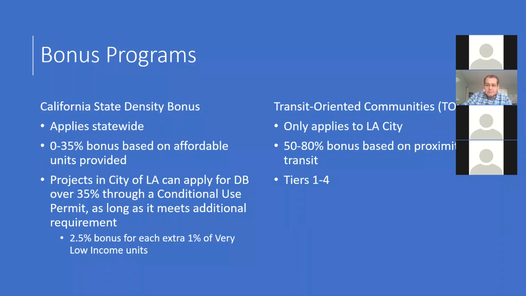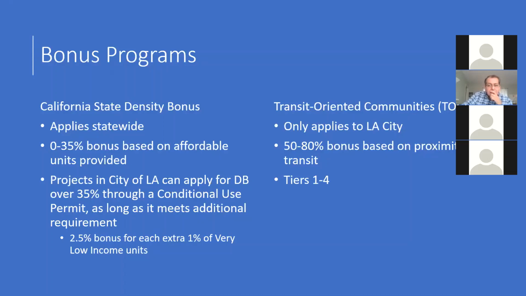And then going into the bonus programs. When you go down the report page, and you have the development standards for TOC or DB, this is what it's applying to. So the California State Density Bonus, that's obviously a statewide program, and it provides 0 to 35% bonus based on how many affordable units are provided, and that can be applied anywhere in the city. But there are also provisions in the zoning code that allow you to pursue a density bonus project above 35% through a conditional use permit, as long as it meets the additional requirements.